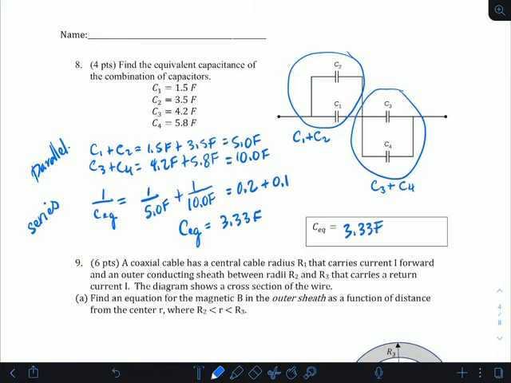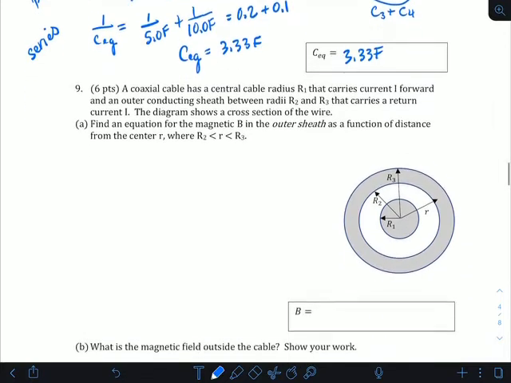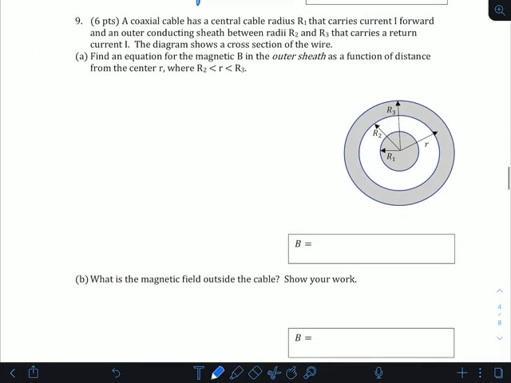Question 9 was a challenge problem for last semester. I said this before in class, it's not one that I would put on this exam. It was the stretch, the one that I did to challenge people. It would not be on our exam, but it's good to understand how this works. So this is an Ampere's law problem.